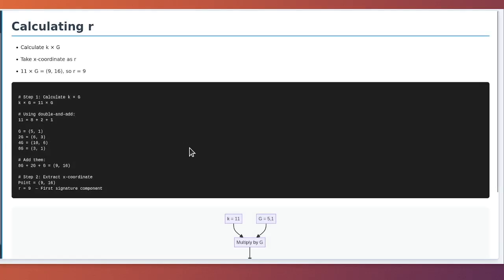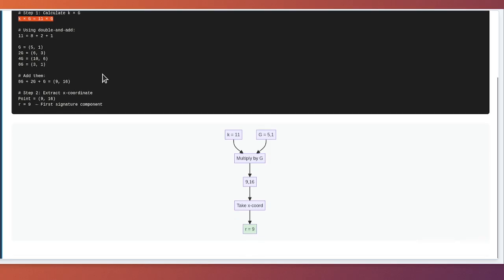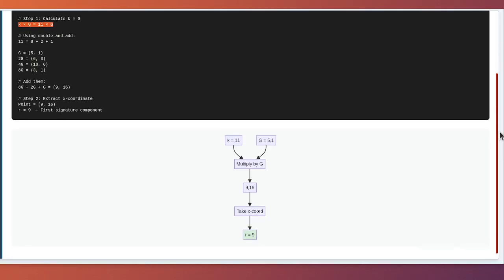Calculating R step by step. Now, we calculate R, the first component of our signature. The process involves multiplying k by g using elliptic curve multiplication, and then taking the x-coordinate of the resulting point. We have k equal to 11 and g equal to the point 5, 1. Our task is to calculate 11 times g.